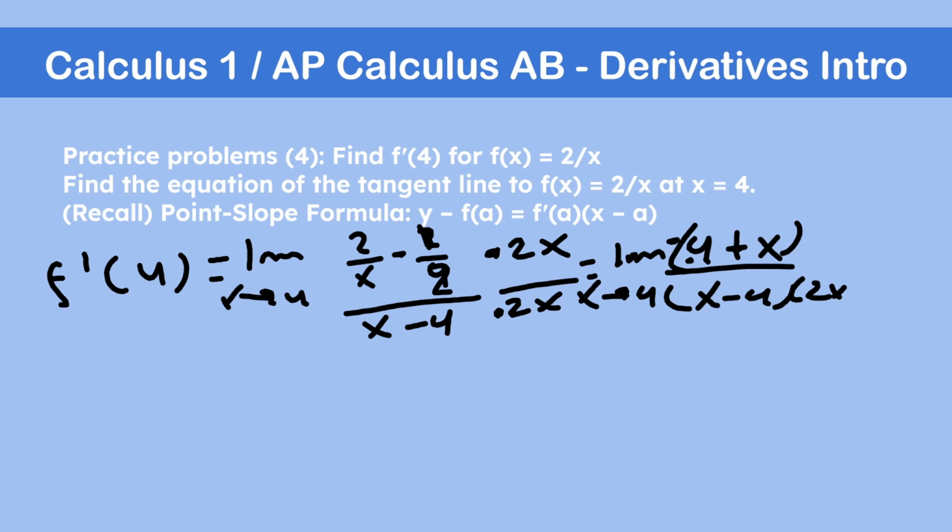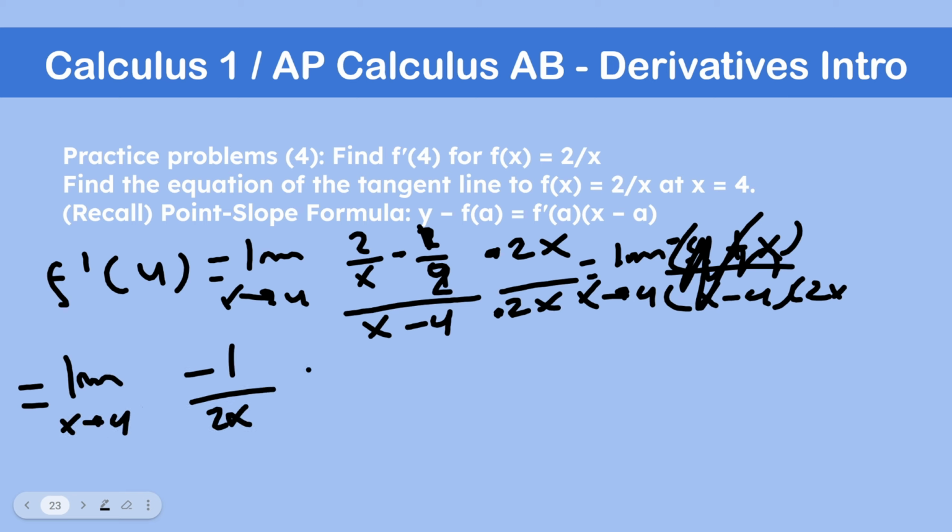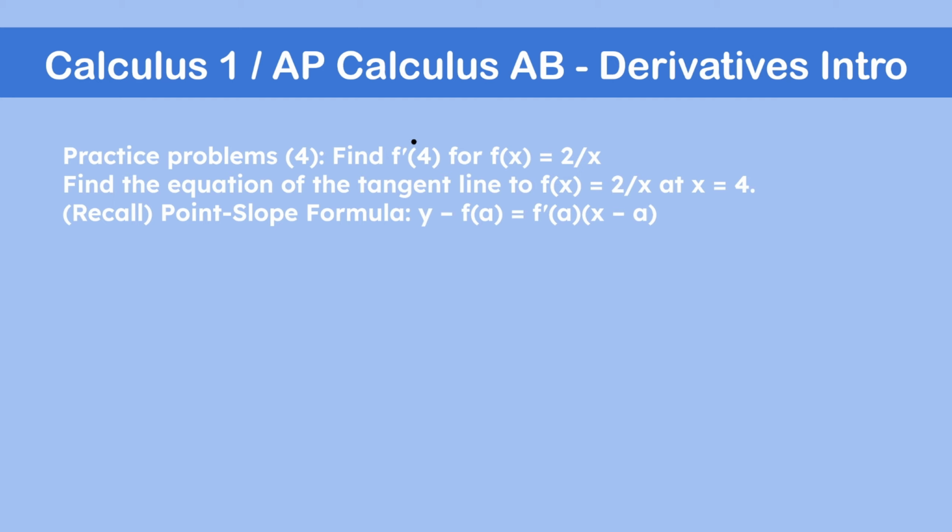As you can see here, this is the same thing on the numerator as the denominator, so we can cancel this out or factor it out. Now we have the limit as x approaches 4 of negative 1 over 2x. We can plug in 4 into here, so we have negative 1 over 8 as our derivative at this point.